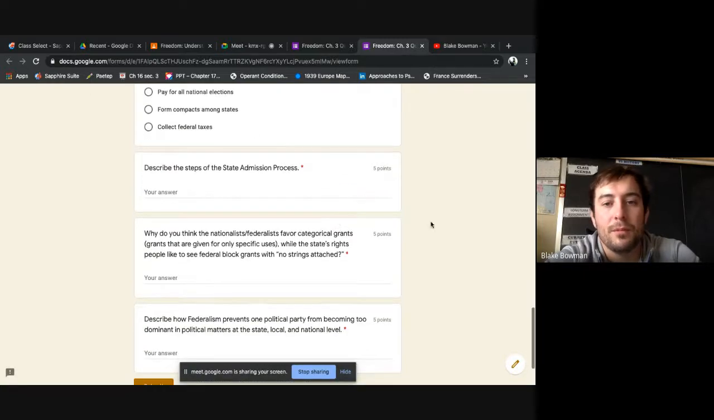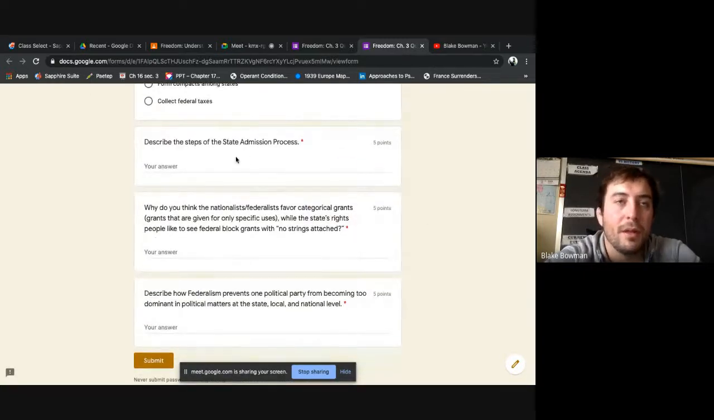So describe the steps of the state admission process. We know that there needs to be a referendum. Everybody in that territory needs to agree that they want to be a state. So there's a vote. Okay. After that, an enabling act is pushed on to the territory, in which they create a constitution that resembles the United States Constitution. After that, Congress votes on it, to see if they are able to become a state. Okay. And then after that, the president signs off.